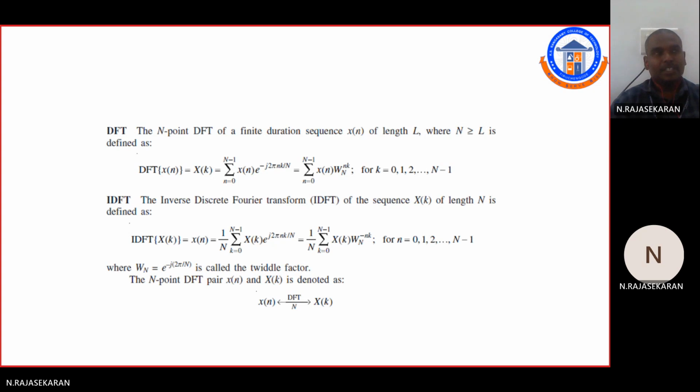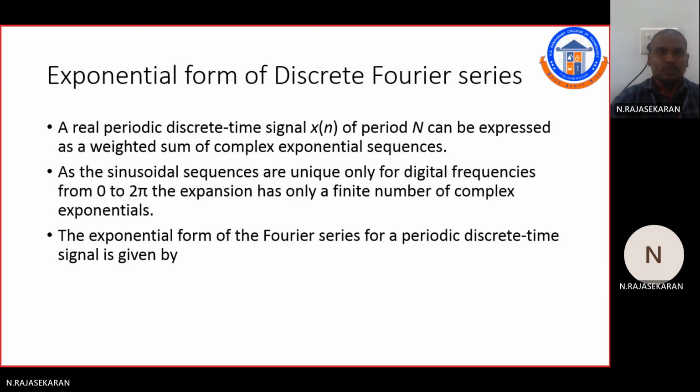So for N-point DFT, the pair x of n, X of k is denoted by x of n to X of k. This is DFT. The X of k to x of n is nothing but IDFT. So this is the exponential form of the discrete Fourier transform.